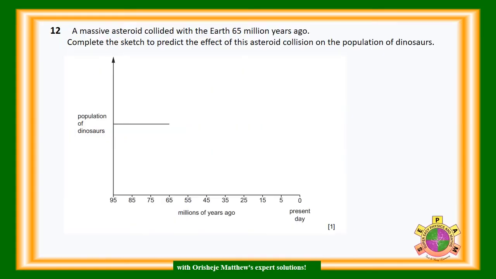Question 12. A massive asteroid collided with the Earth 65 million years ago. Complete the sketch to predict the effect of this asteroid collision on the population of dinosaurs. This is a critical thinking question. If a massive asteroid collided with the Earth 65 million years ago, all the dinosaurs existing will be killed instantly 65 million years ago. Therefore, the correct plot is a vertical plot from the horizontal time axis when the time was 65 million years ago to the horizontal plot already given.